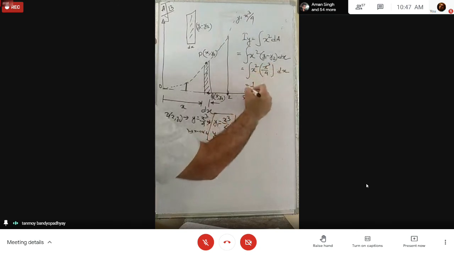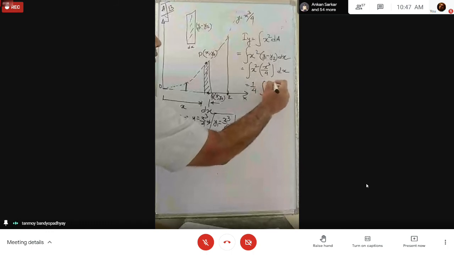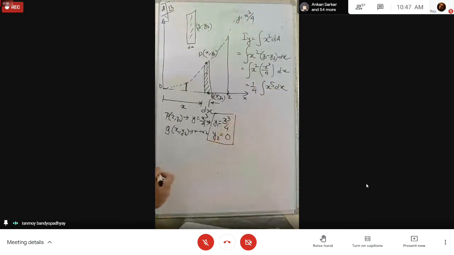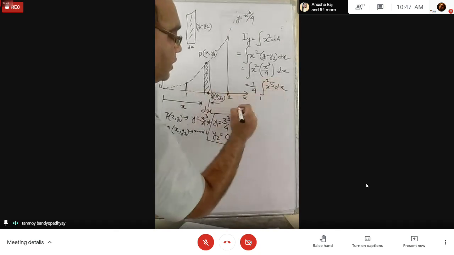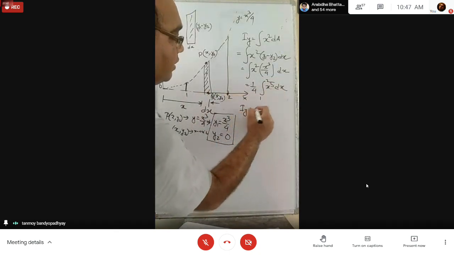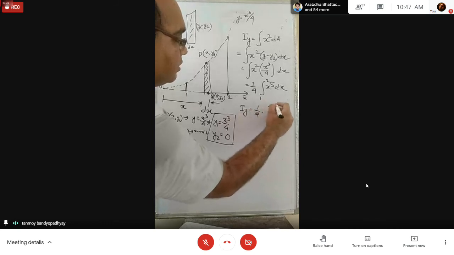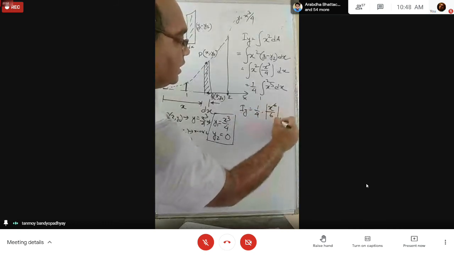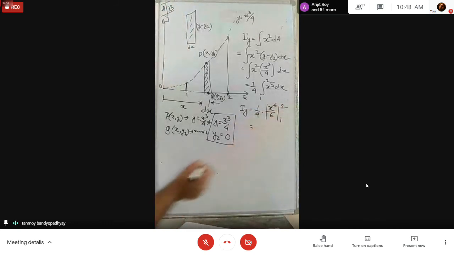So 1 by 4 integration of x to the power 5 dx, where x varies from 1 to 2. Just calculate this one. So iy will be equal to 1 by 4 into x to the power 6 divided by 6, integrated from 1 to 2. So just see what value of iy you get.